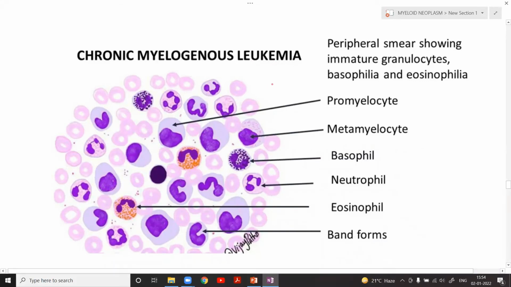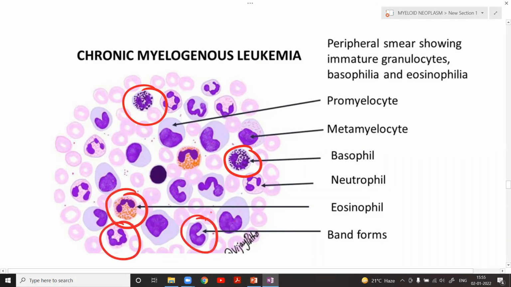So if you can see over here, we can see all the different types of cells that can be seen over here. Very importantly, the basophils. Okay, myelocytes, metamyelocytes. Okay, eosinophils, neutrophils. Okay, band forms can also be seen. Other cells are also there. This is a peripheral blood picture that you are going to appreciate. Is this clear to everyone? So you will see immature granulocytes with basophils as well as eosinophils.